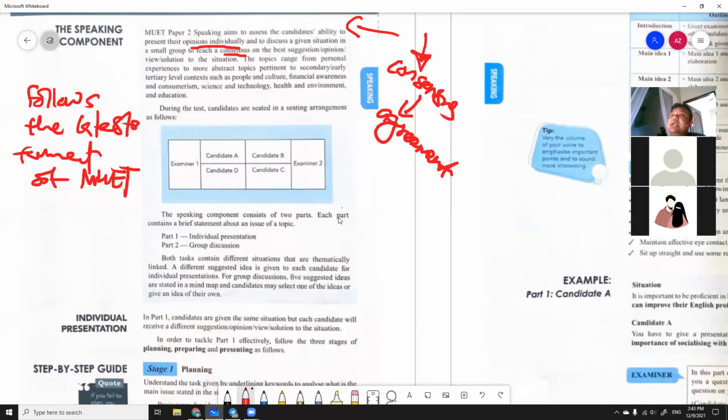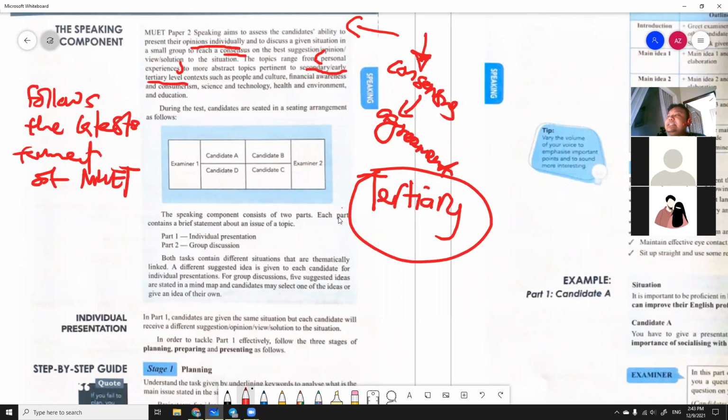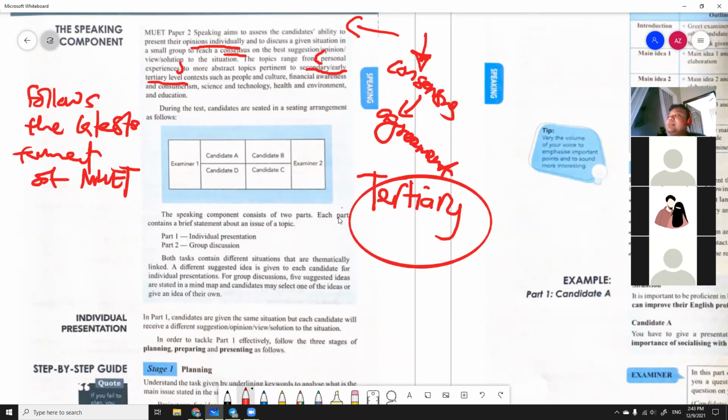The topics range from personal experience to more abstract topics pertinent to secondary or early tertiary level. Now, how many of you do not know the meaning of tertiary? Can you please press your reaction over here? Looks like many of you do not actually know the meaning of tertiary. No problem, I will explain to you.